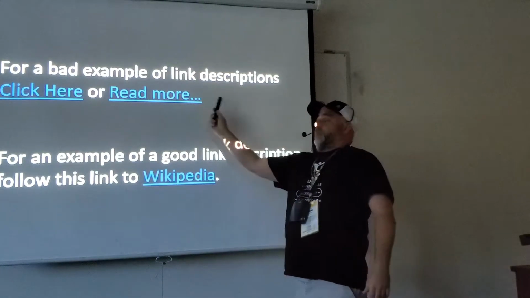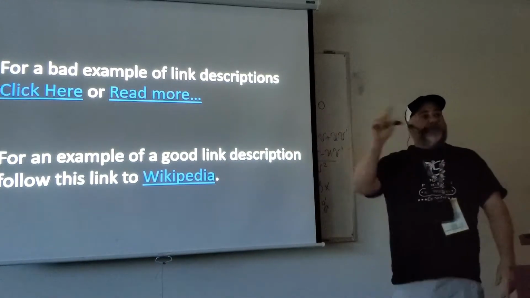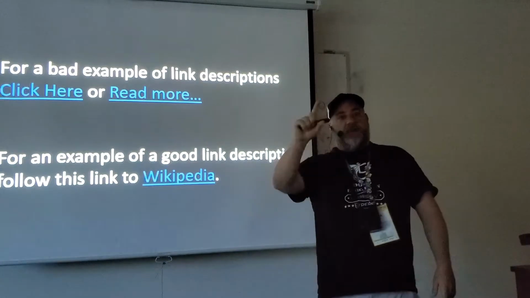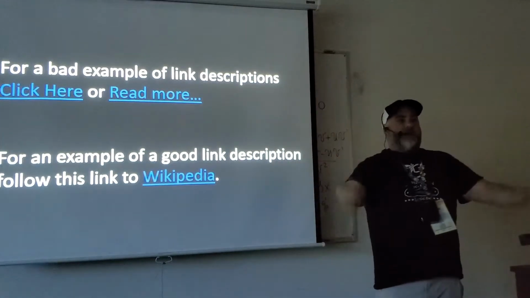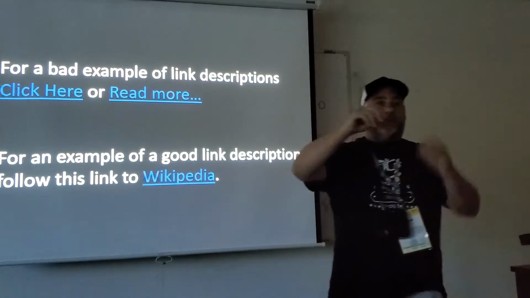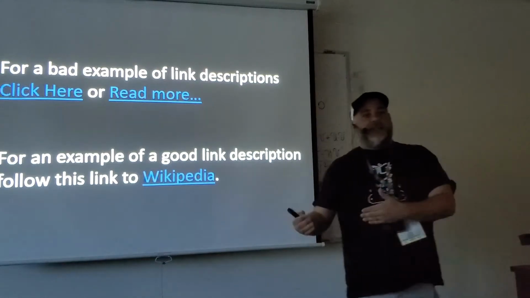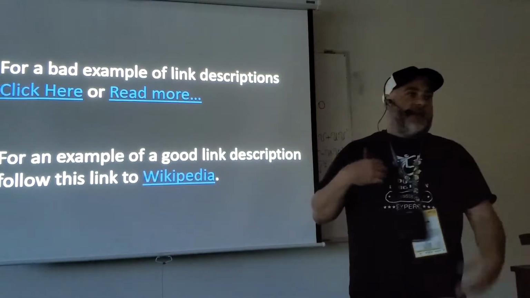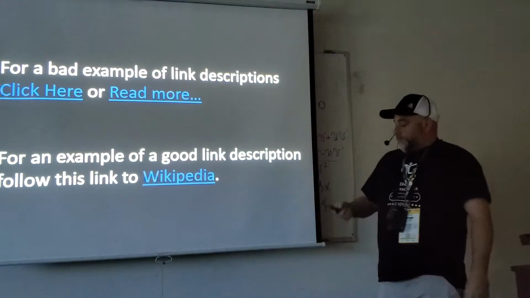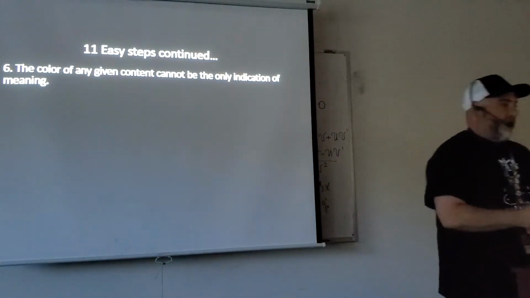So, you know, we all know that they're blue links. So when someone hovers over them with a link, if you're colorblind, you're not gonna notice that that's a link. So when you hover over with a mouse, you want a little underline to pop up. Or you can have it get bolder. You gotta have a secondary way of that individual knowing that's a link besides just color. I do underlines, you can bold, something that shows them this is a link. All right, the color of any given content cannot be the only indication of meaning.